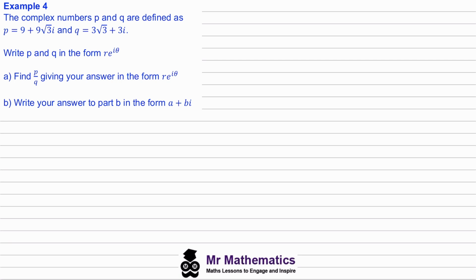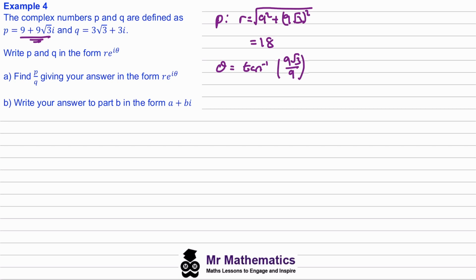Okay, so how did you get on with that? If we convert this to exponential form, we're looking at p, the radius will be the 9 squared plus the 9 root 3 all squared, square rooted. We can work this out and we get 18. The argument will be the arctan of the opposite 9 root 3 over the adjacent, and this will give us pi over 3. So in exponential form, p is 18e to the pi i over 3.